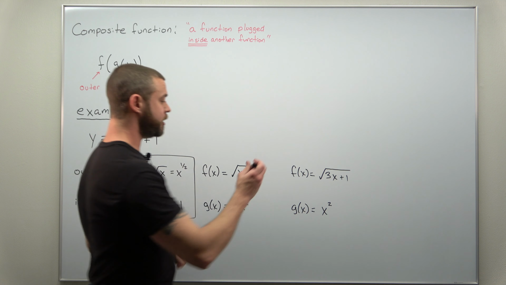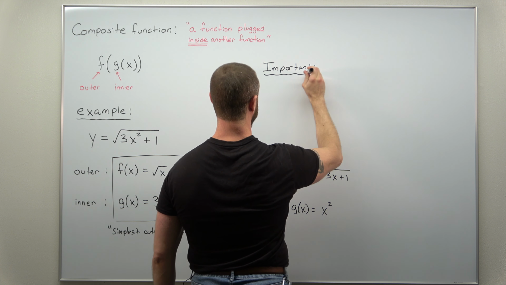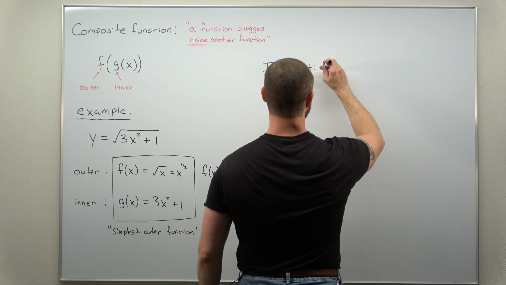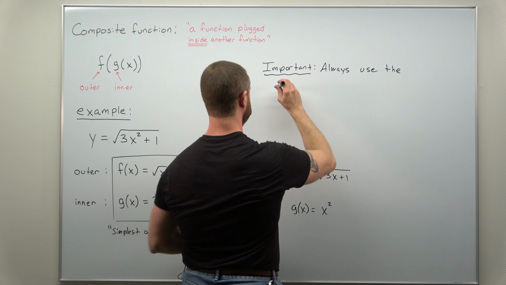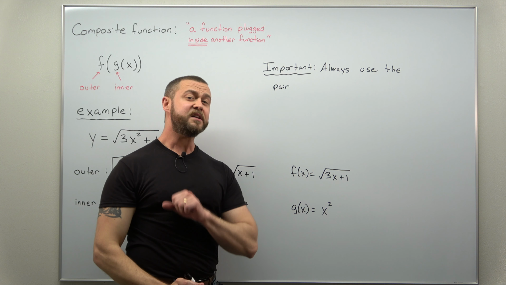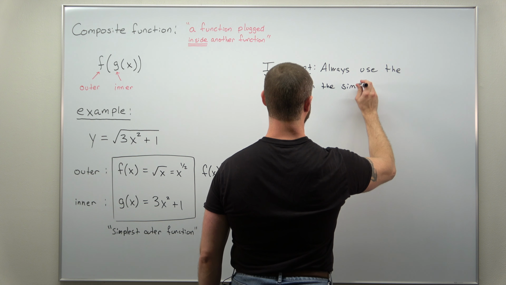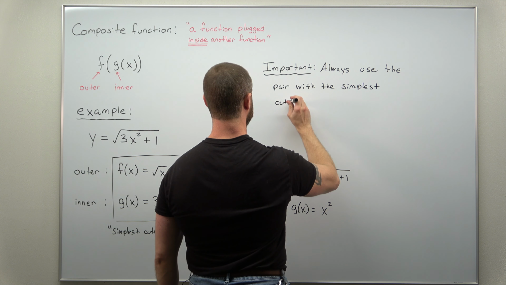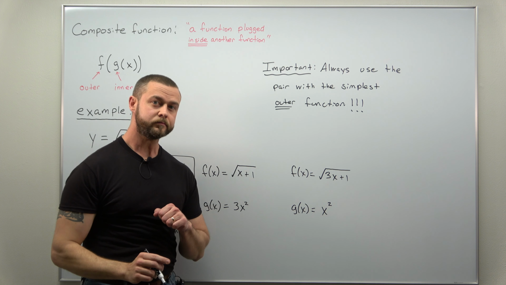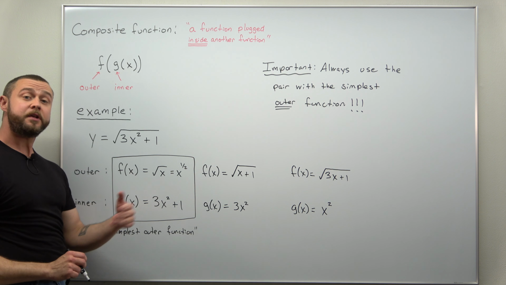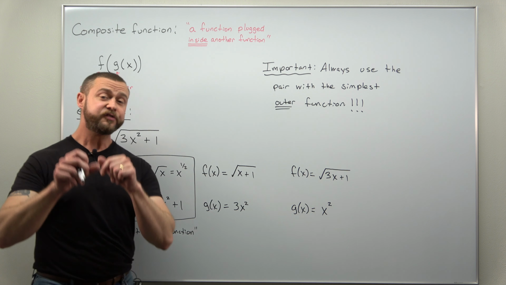So let's go ahead and make this official and put it on the board. This is really important to being able to apply the chain rule efficiently. And let's go ahead and state it as you want to always use the pair of functions with the simplest outer function. And generally, if your outer function is simple, typically a power of x, that'll be very easy to then differentiate with the chain rule.